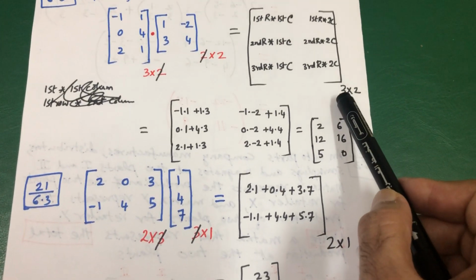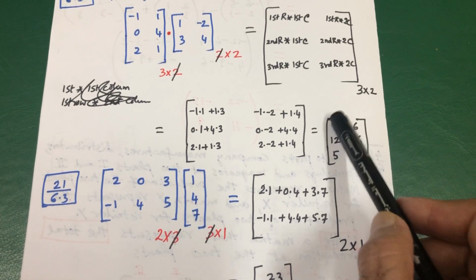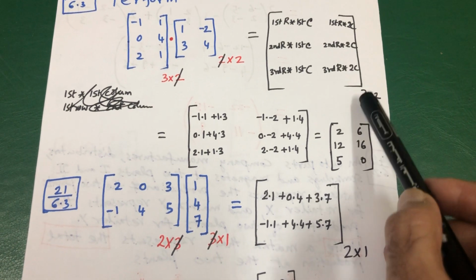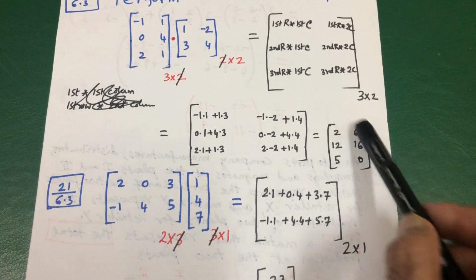Be careful, you must get 3 by 2. How many rows? 3 rows, 1, 2, 3 rows. And 2 columns, first column, second column. Total how many numbers? 3 multiply 2, 6 numbers. 1, 2, 3, 4, 5, 6 numbers you should get.